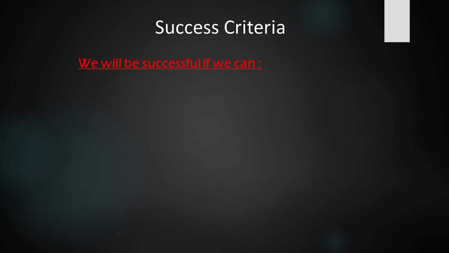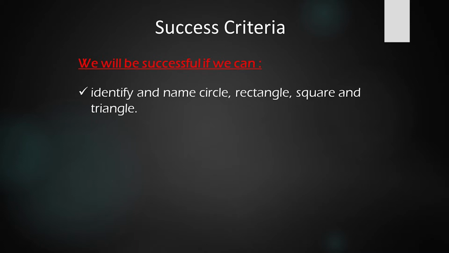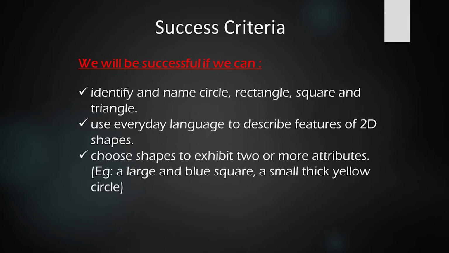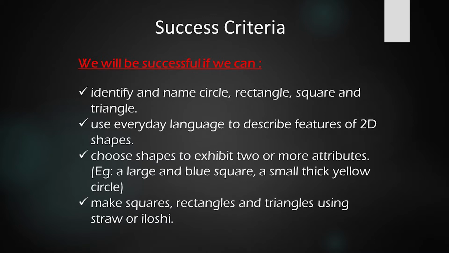Success criteria. We will be successful if we can identify and name circle, rectangle, square and triangle. Use everyday language to describe features of 2D shapes. Choose shapes to exhibit 2 or more attributes. Example, a large and blue square. Make squares, rectangles and triangles using straw or yellow sheet.